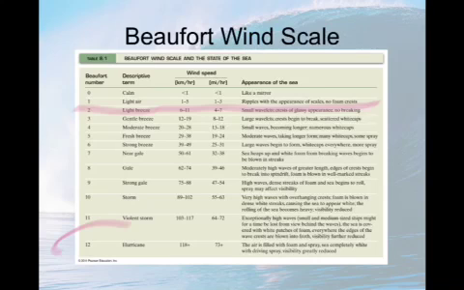You'll see down here we have hurricane. Air is filled with foam and spray, sea completely white. That's what it would seem like if you were out at sea with wind speeds over 73 miles per hour. The Beaufort wind scale is useful because it allows you to classify the seas based on the wind speed, as well as estimate wind speeds based on the appearance of the sea.